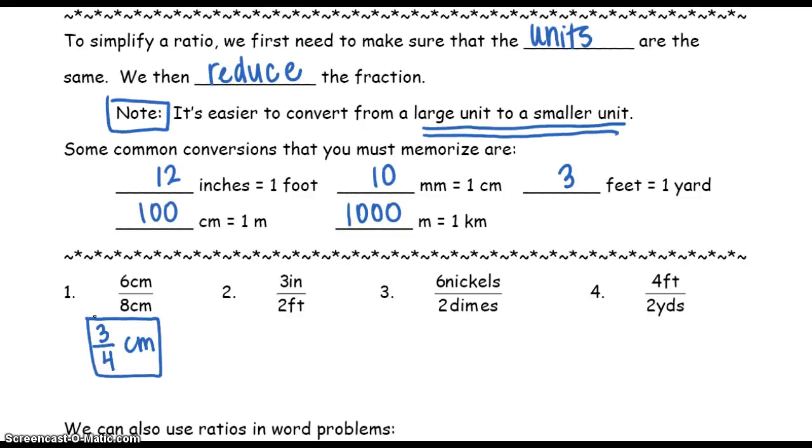Let's look at number 2. Do they have the same units? No. Inches and feet. Okay, so it says it's easier to convert a large unit into a smaller unit. So what's bigger, an inch or a foot? Foot is bigger. Well, how many inches are in a foot? 12. So if we multiply this by 12, we can convert the denominator into inches. So we'll have 3 over 24, and now everything is in inches. But don't you leave that answer. The reason you don't leave that answer is because it can be reduced. So 3 and 24 both have a factor of 3 in them. So we would do 1/8, and then I like to write inches right next to it. Okay?